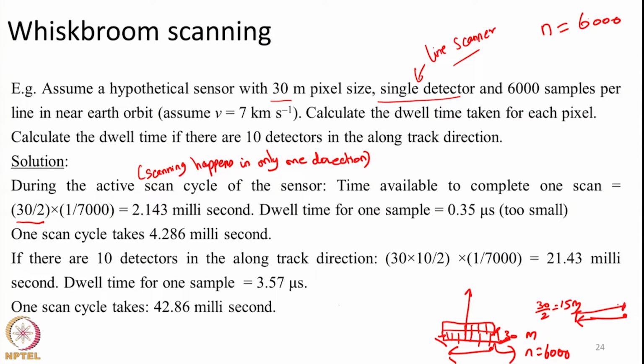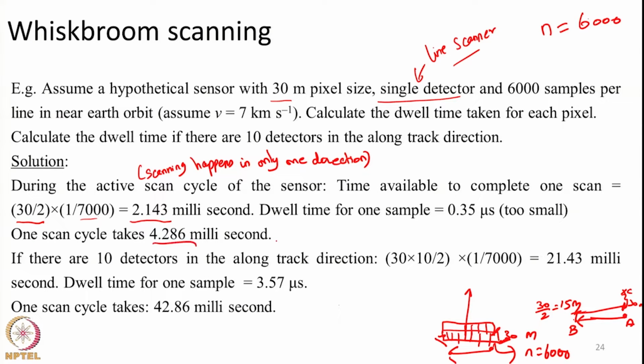So here it is 30 by 2 divided by velocity, 7000 meters per second, everything we are converting into meters. So divided by 7000, this gives 2.143 millisecond, that is to start from this point A and end the scan at B. The active scan is 2.143 millisecond, whereas the total scan time, starting from A to B and ending at point C at the end of 30 meters, is twice of it, 4.286 millisecond.